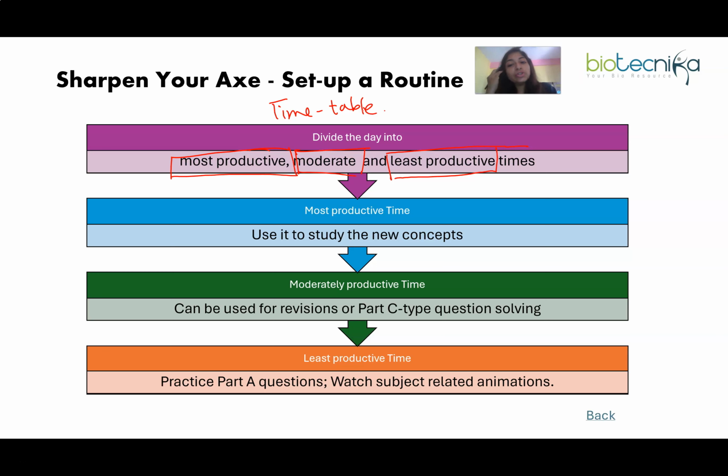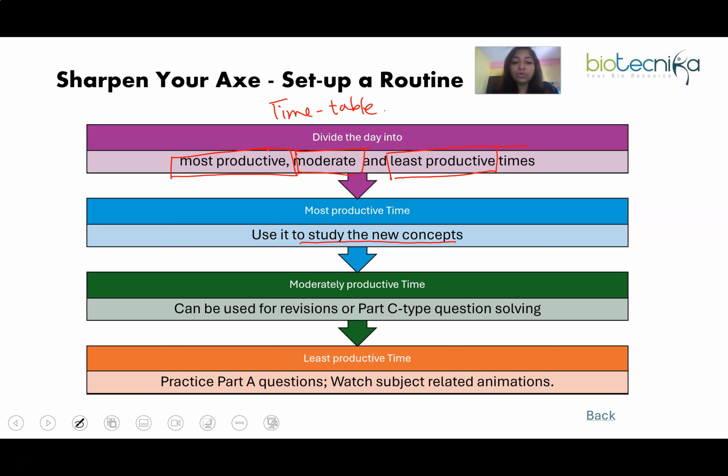So the time which you have identified as the most productive time, use it to study the new concepts. Okay, use it for studying the new concepts, writing down your own notes. Okay, understanding the concept. You can also make your mind maps and everything. So when you create notes and mind maps, that is not only helping you in reading it, but later it will help you in revision also. So it's important.